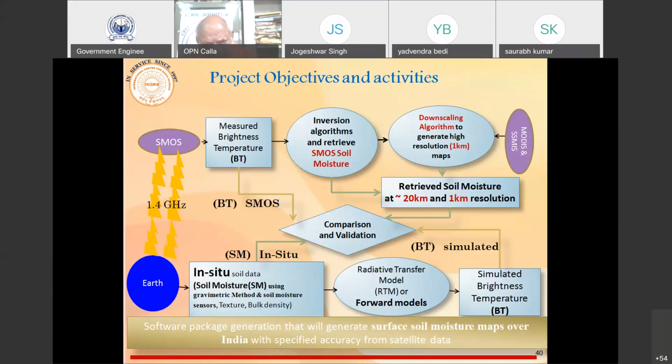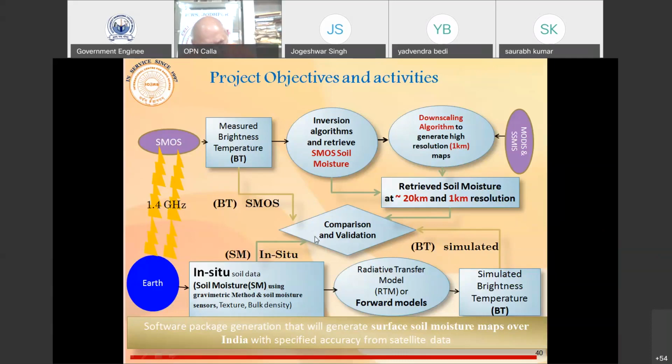Then from here it goes to comparison and verification. So this is from the satellite. We got this range from the satellite. Now parallelly, one thing more we note here is that the brightness temperature which is obtained here is also used for comparison.